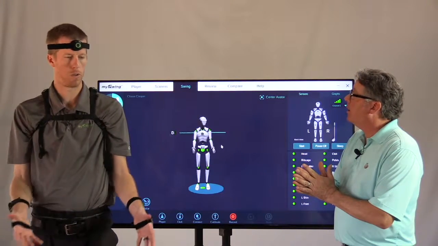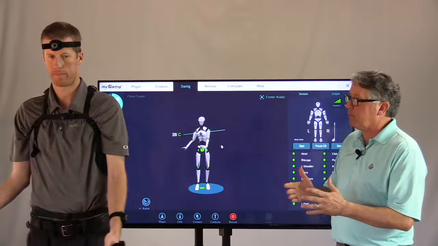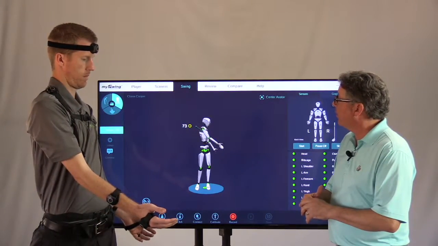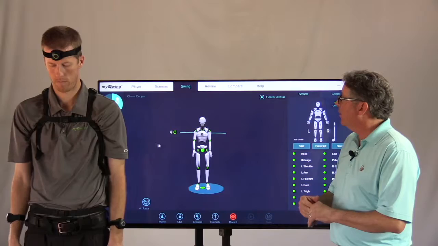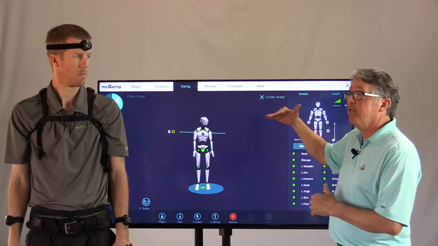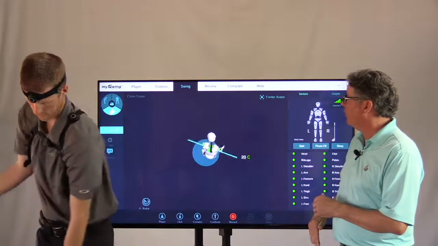Showing it open and closed in relation to the target. So close to the target is left of target or backswing. And open, facing the target, downswing if you will. Rotation. We can show a different view from maybe the top view to see rotation, which is a really interesting view.